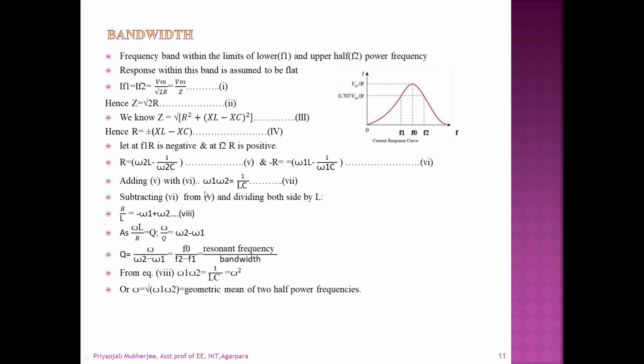And using this equation, omega 1 into omega 2 is equal to 1 by LC, that is equal to omega square. So we can say that omega is the geometric mean. Omega is the resonating frequency, which is the geometric mean of the two half power frequencies.